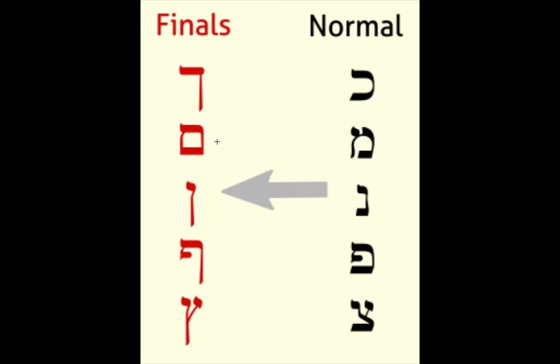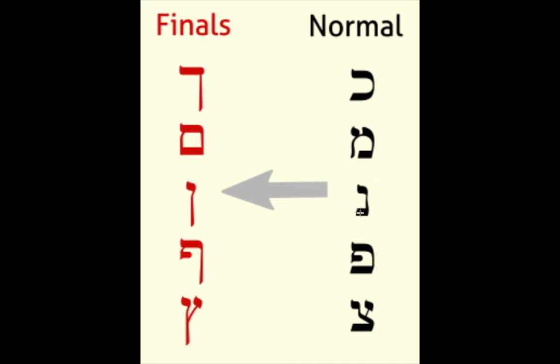So letter mem, it's kind of this boxy looking letter. We see this at the end of the word mayim. So we have a regular mem in the word mayim, and we have a mem soffit in the word mayim. So you have a mem soffit. Here's the third letter that has a final form, nun.